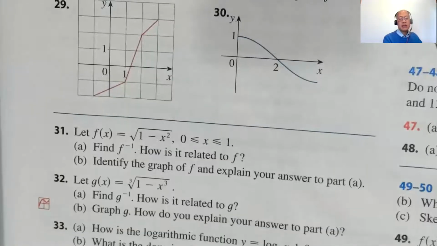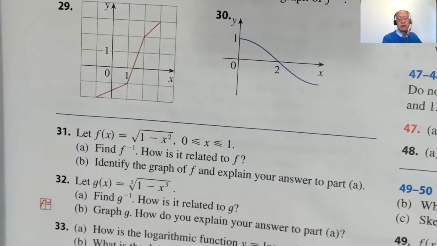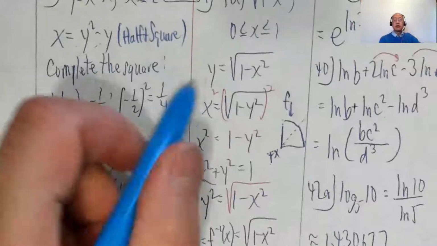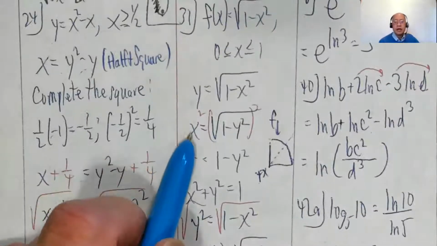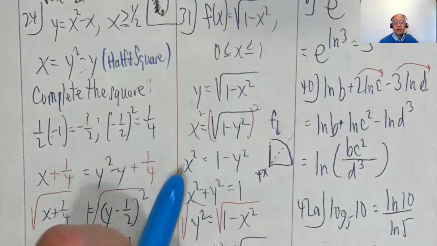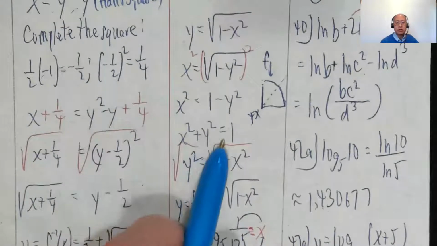31, f of x is radical 1 minus x squared. Find the inverse and how is it related to f. Okay, so switch around x and y. X equals radical 1 minus y squared. Square both sides. X squared equals 1 minus y squared. Add y squared. X squared plus y squared equals 1, which you might recall as a unit circle.